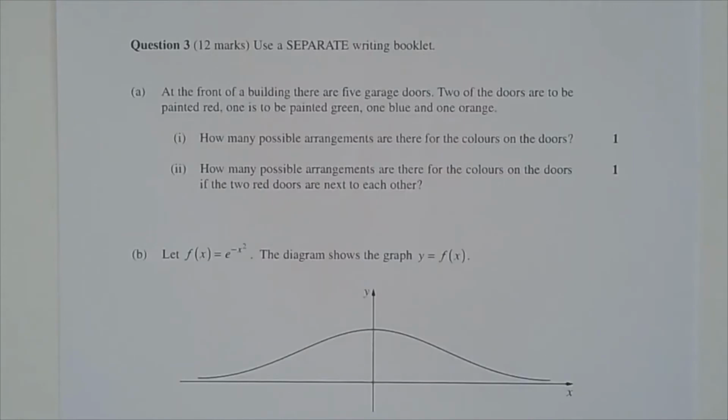Part 2. How many possible arrangements are there for the colours on the doors if the 2 red doors are next to each other?